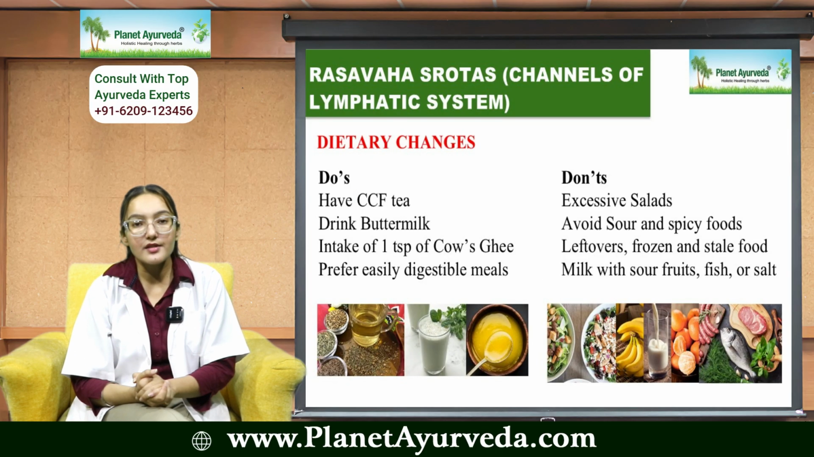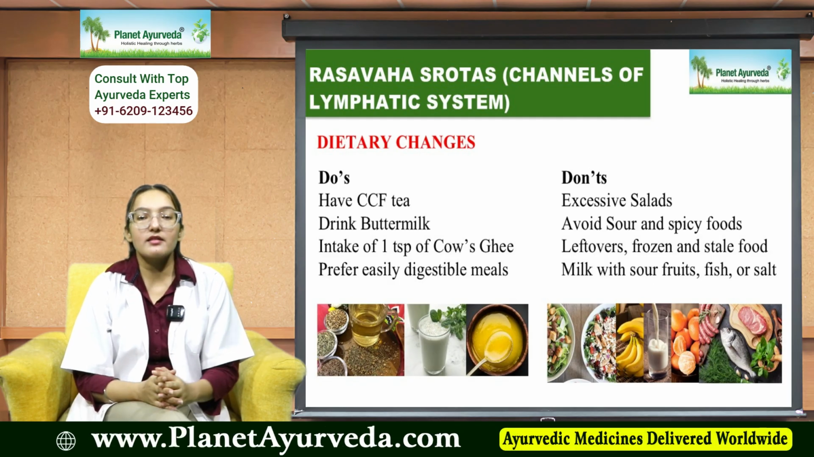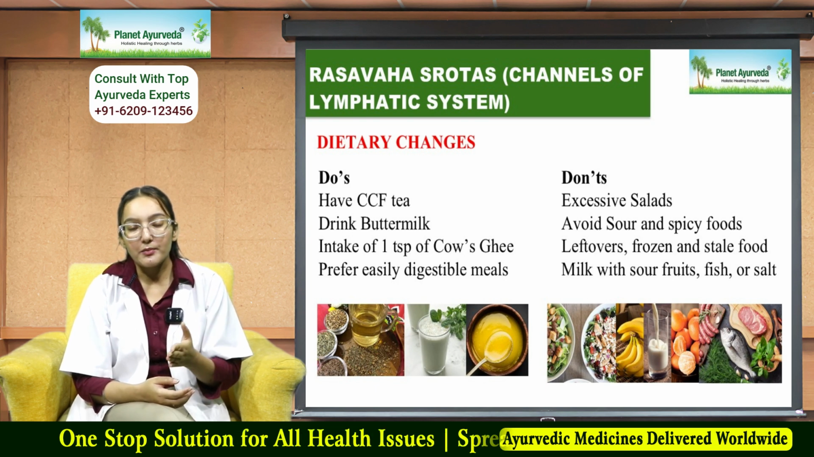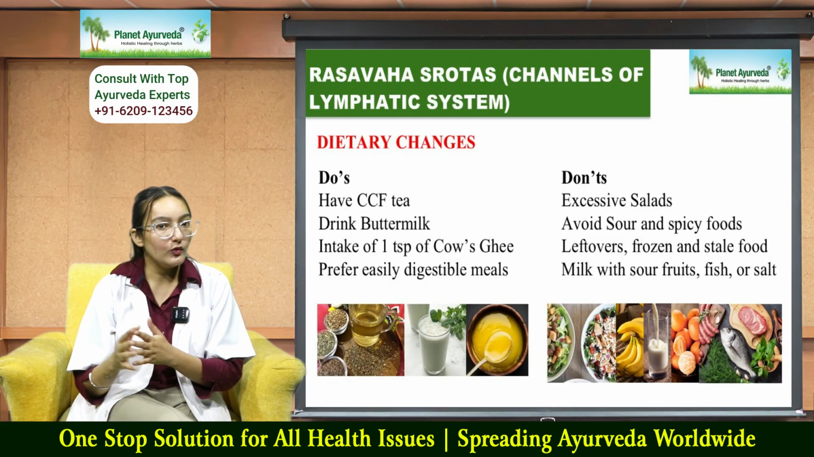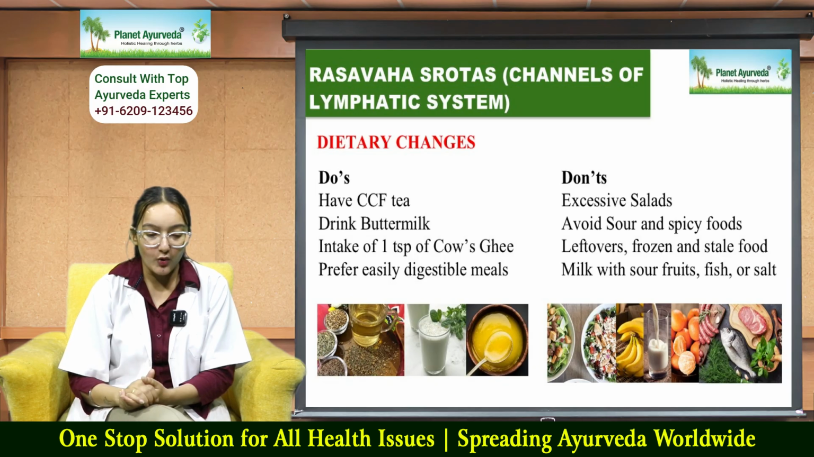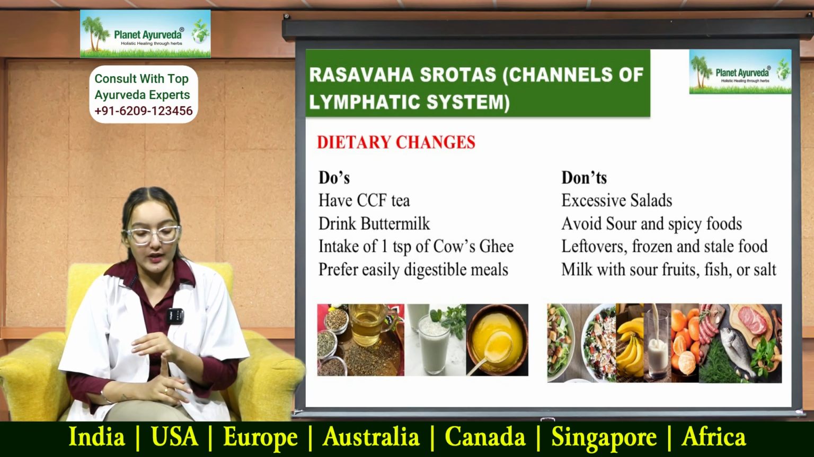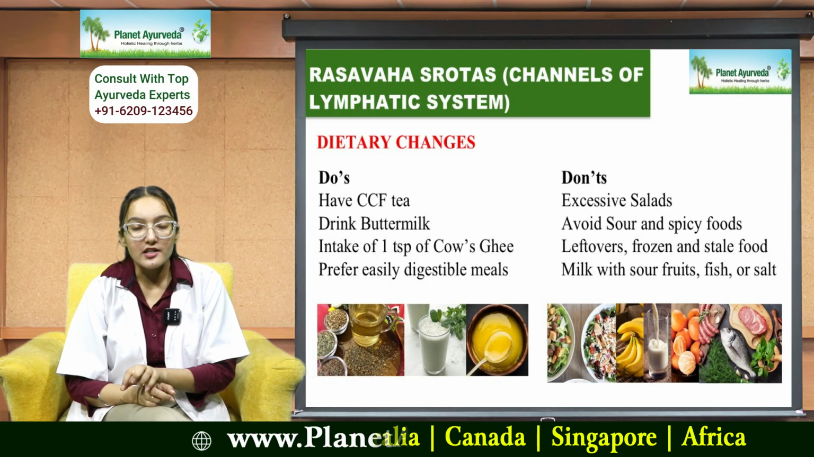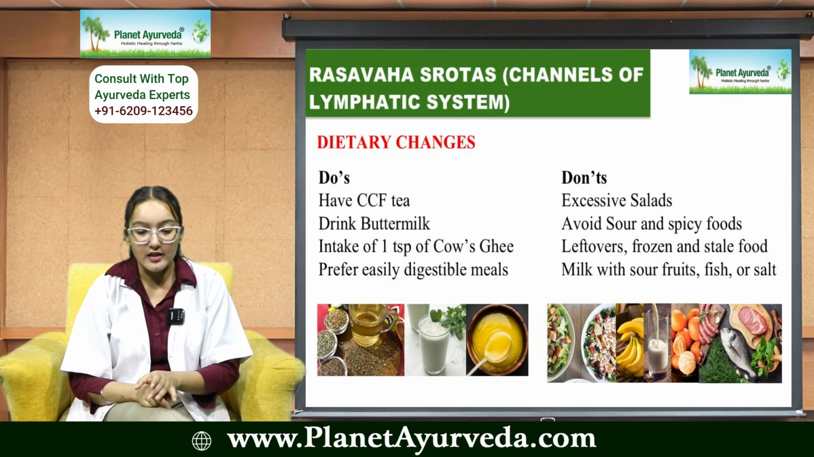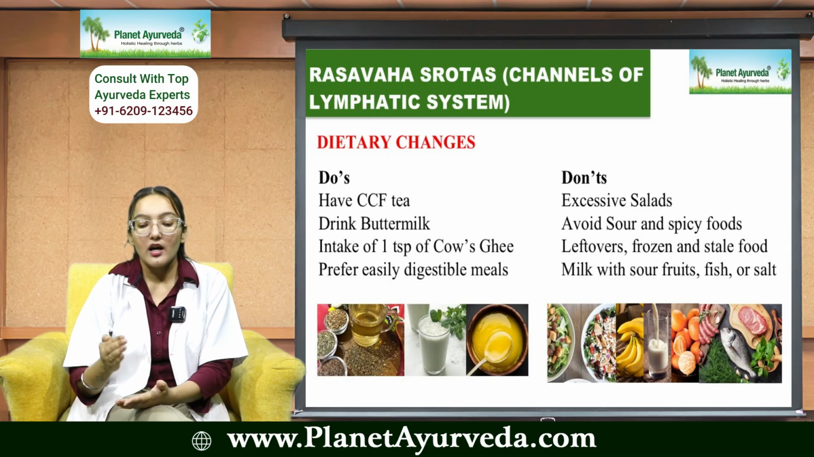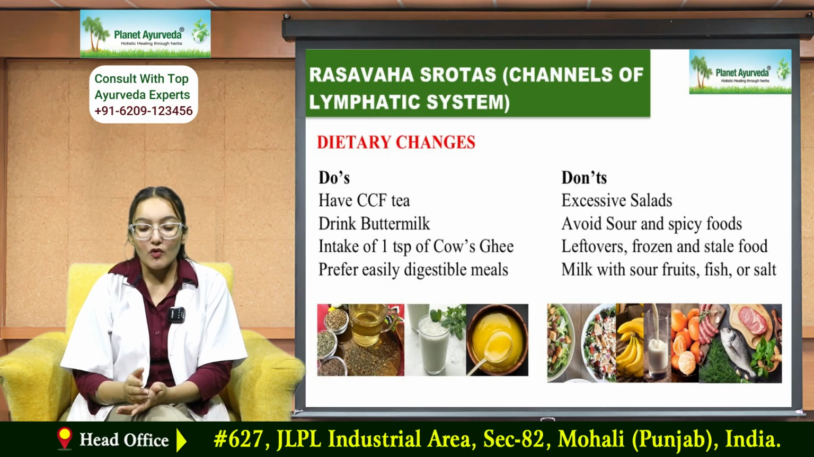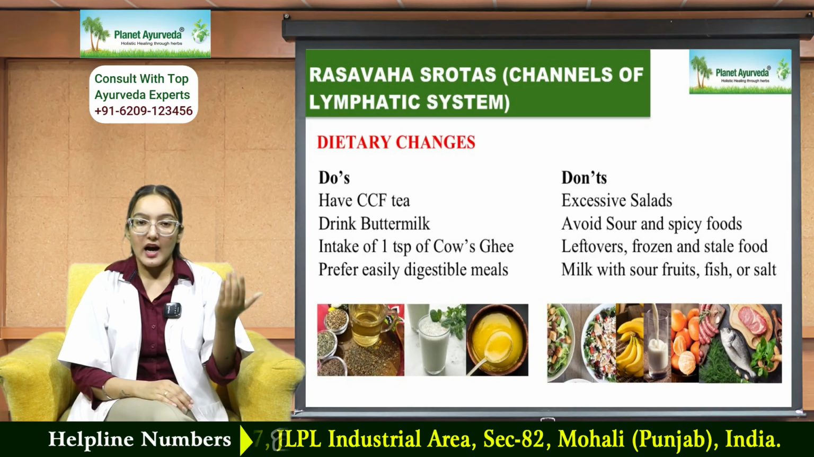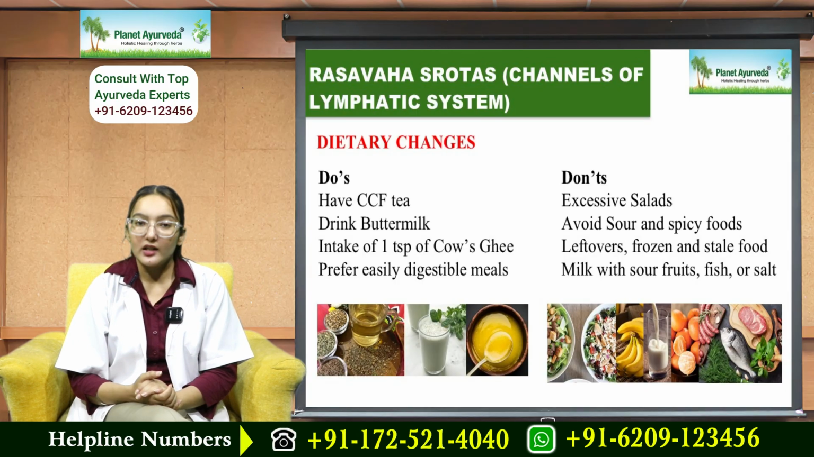Again, the dietary changes in Rasvaha Srotodushti will remain the same as those of Annavaha Srotodushti. We have to analyze the person's digestive fire, and on that basis ask them to avoid or take certain foods. As written in the points, in do's one may take CCF tea, drink buttermilk on the basis of digestive fire only, take 1 tsp of cow's ghee, and prefer easily digestible meals. In don'ts, one can avoid excessive salads, sour and spicy foods, leftovers, frozen and stale food, as I have told you previously in Annavaha Srotodushti.